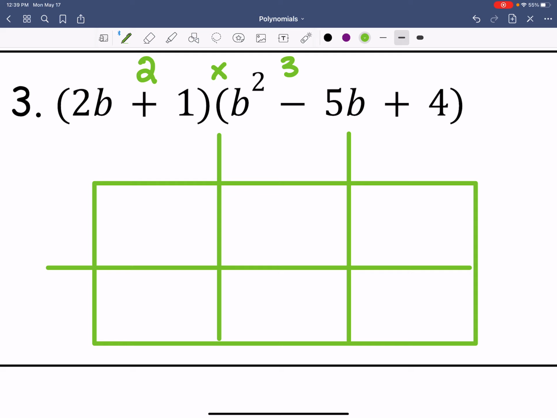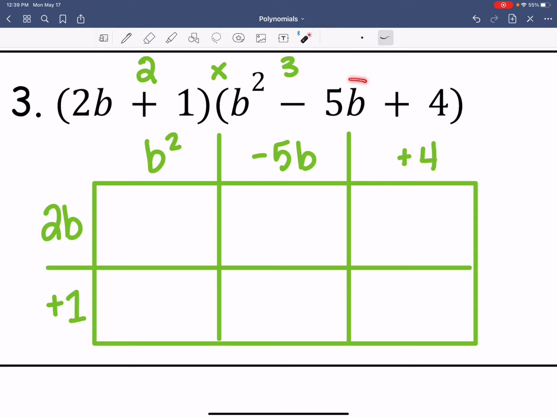All right, so 2b plus 1 goes on the left. And then b squared minus 5b plus 4 goes on the top. Notice that since this 5b has a negative in front of it, I keep the negative when I write it in the box.